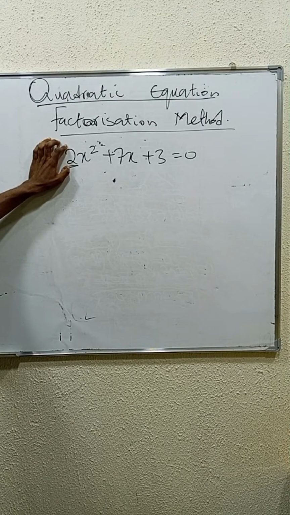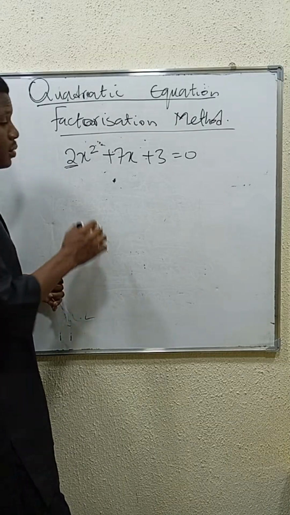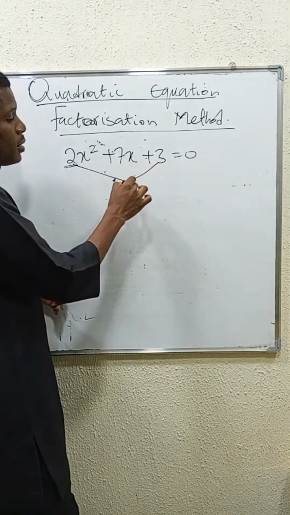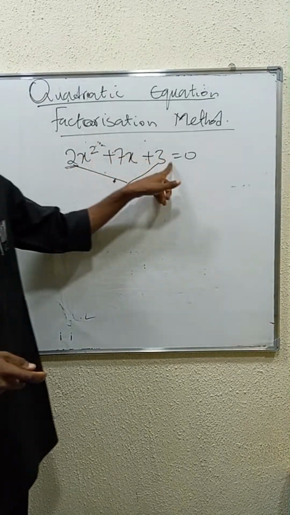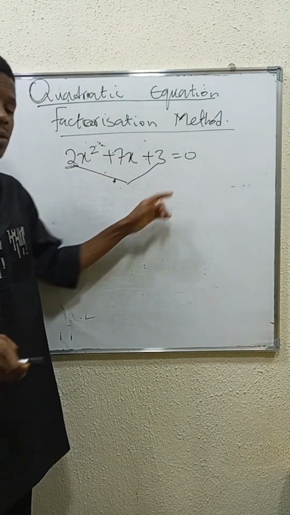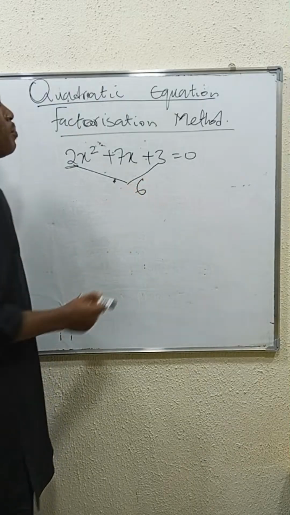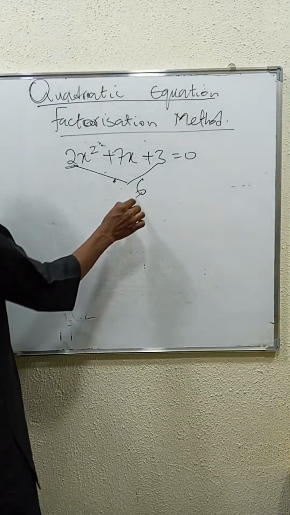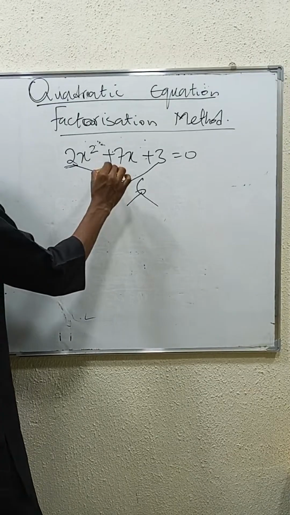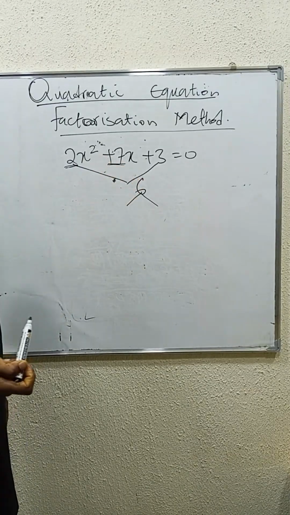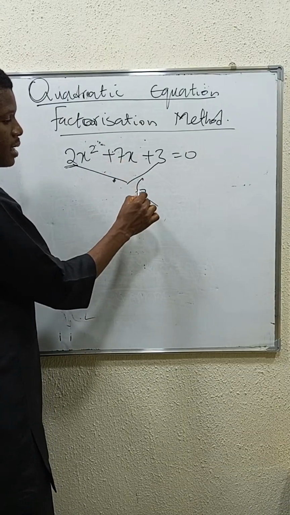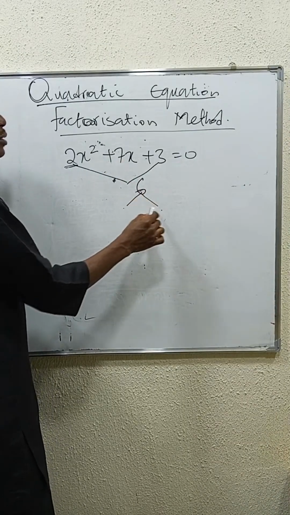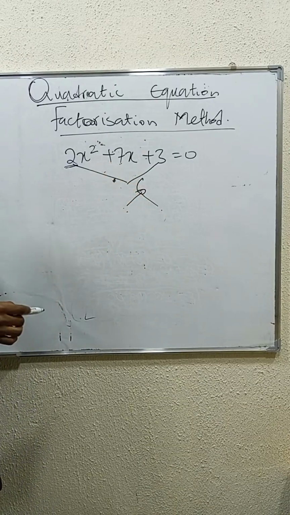So what do we do to factor this out? It's very, very simple. All you need to do is to multiply the leading coefficient by the last term. So the leading coefficient is 2 and the last term is 3. 2 times 3 is what? 6. So use 6. Then look at the factors of 6. Once you multiply them, you get the last term, which is 6. But if you add those two factors, you get the middle term, which is 7.